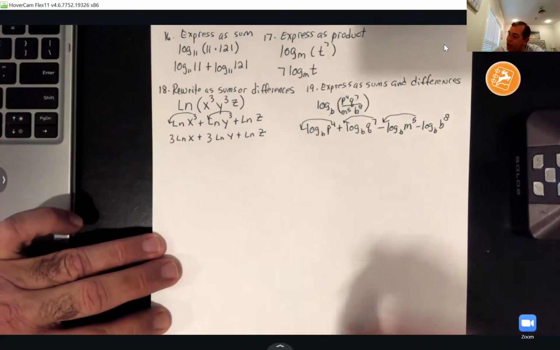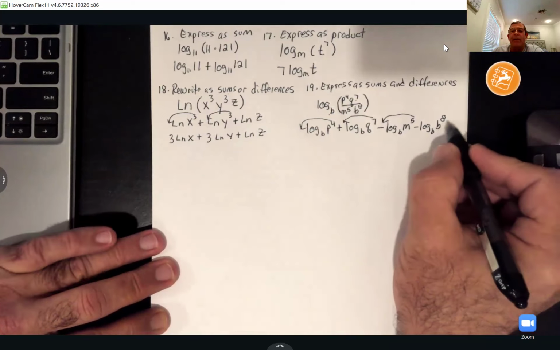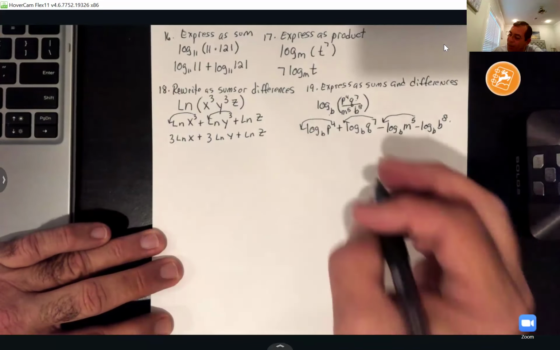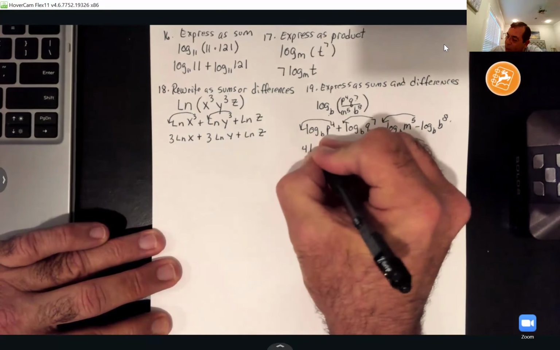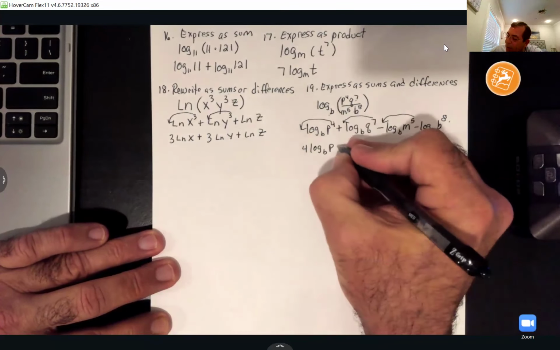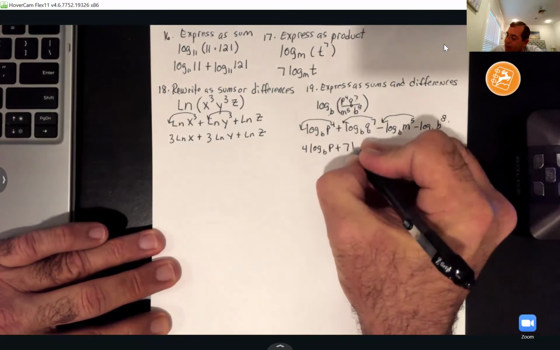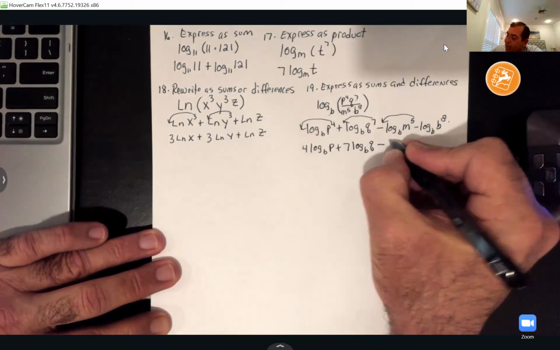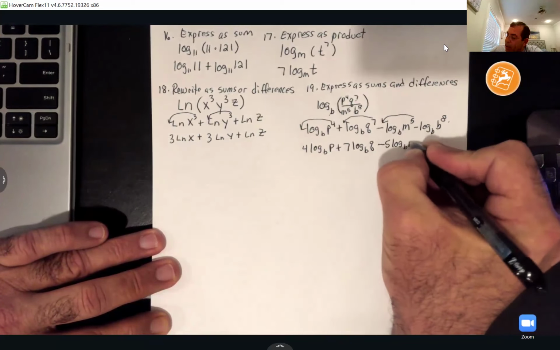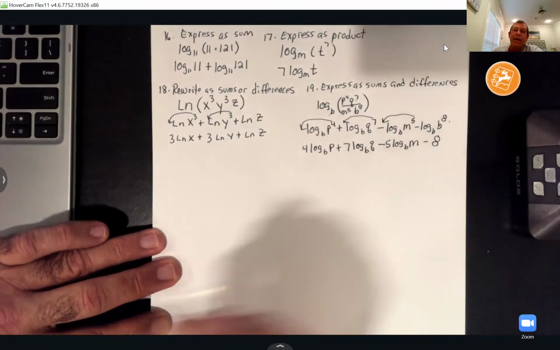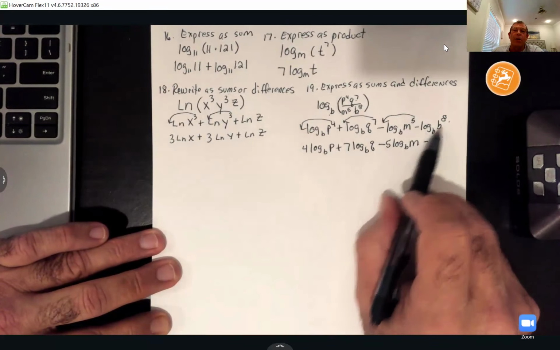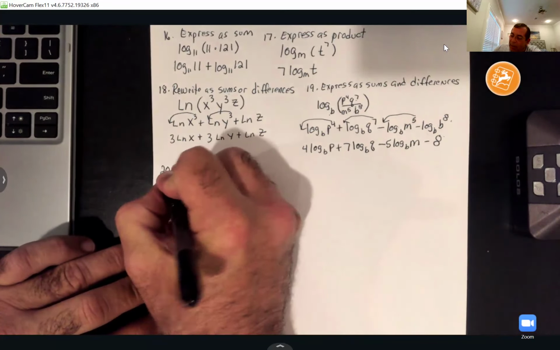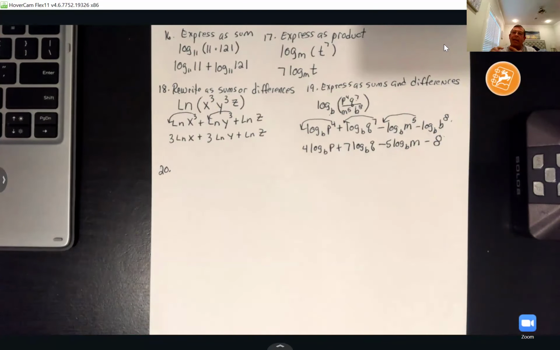All right, Nancy and Caleb, good job. Remember, if the base matches the base raised to an exponent, this whole factor is going to turn into an 8. Good job. So bringing the 4 down, 4 log b of p, plus bringing the 7 down, 7 log b of q, minus bring the 5 down, 5 log b of m, minus 8. So remember, y'all's number 19 will have a matching base like this. Okay, so remember, convert that to the exponent, okay, so that you got a single number there.